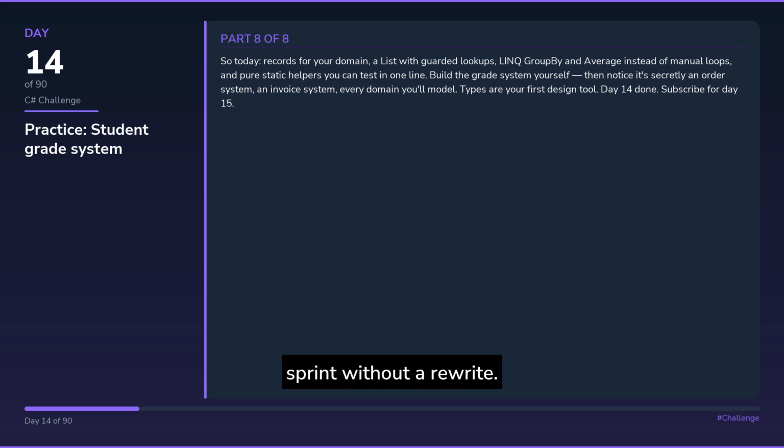So today, records for your domain, a list with guarded lookups, LINQ GroupBy and Average instead of manual loops, and pure static helpers you can test in one line. Build the grade system yourself, then notice it's secretly an order system, an invoice system, every domain you'll model. Types are your first design tool.